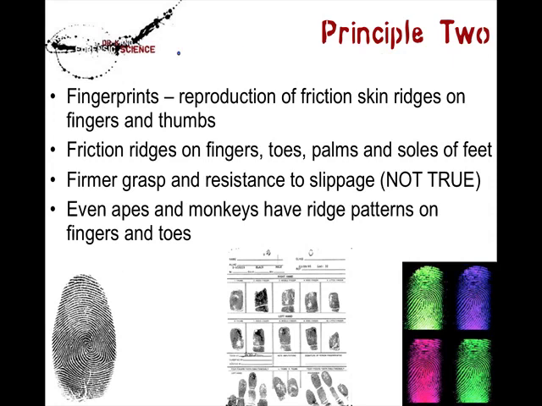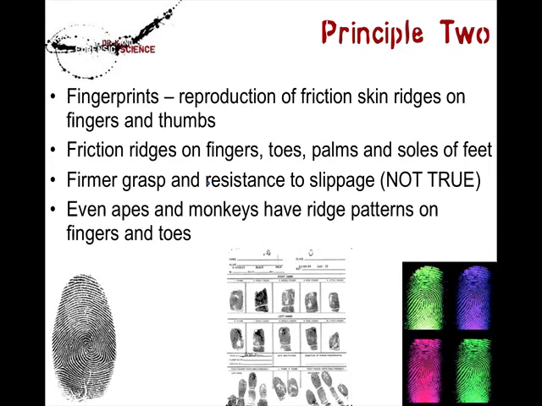So fingerprints are the reproduction of our friction skin ridges on our fingers and thumbs. Initially it was thought that these friction ridge skin were used to grasp things and to resist slippage, but actually they found that to not be true, and so we're not really sure what the function or role is.